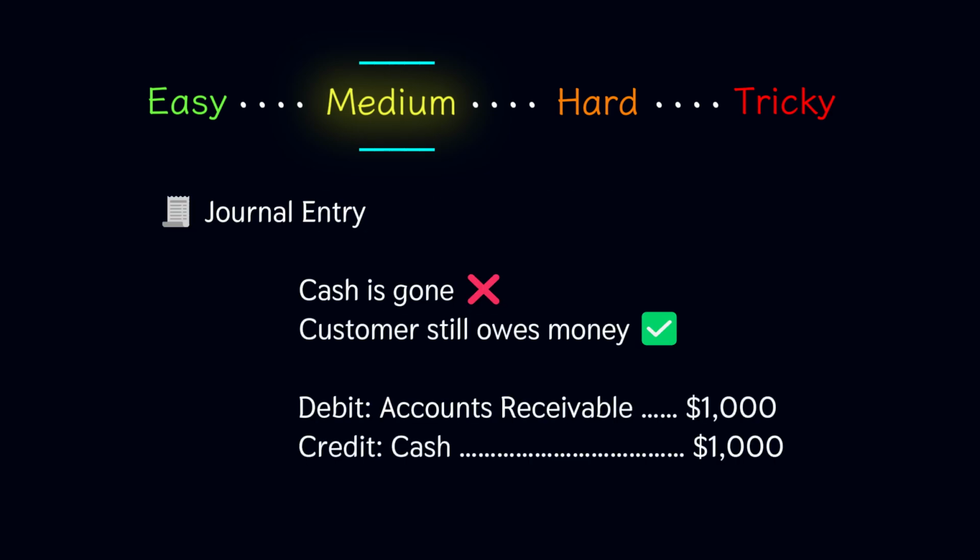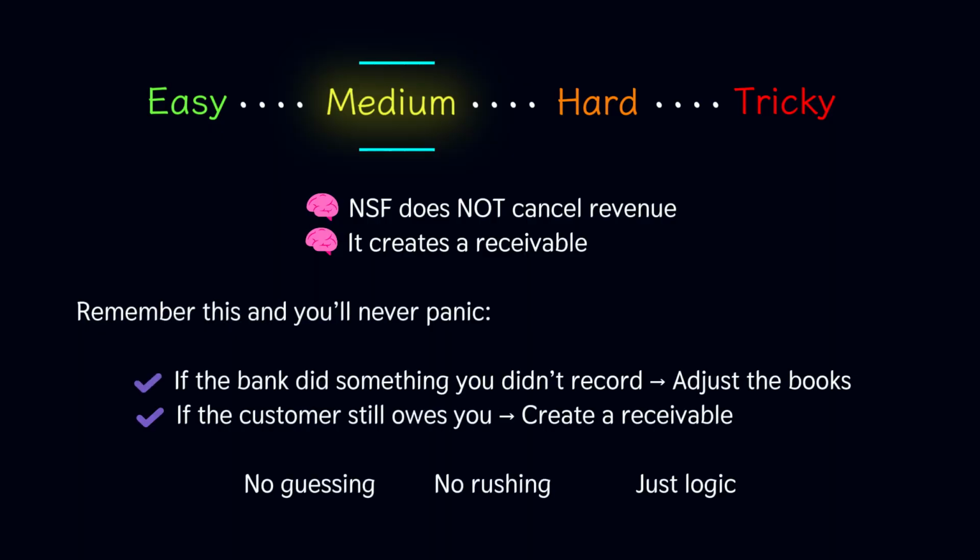Now the logic behind the entry. The customer still owes us the money, so cash goes down and accounts receivable goes up. The journal entry is debit accounts receivable for 1,000, credit cash for 1,000. Here's the mindset that saves points. NSF does not cancel revenue. It means the customer still owes you.